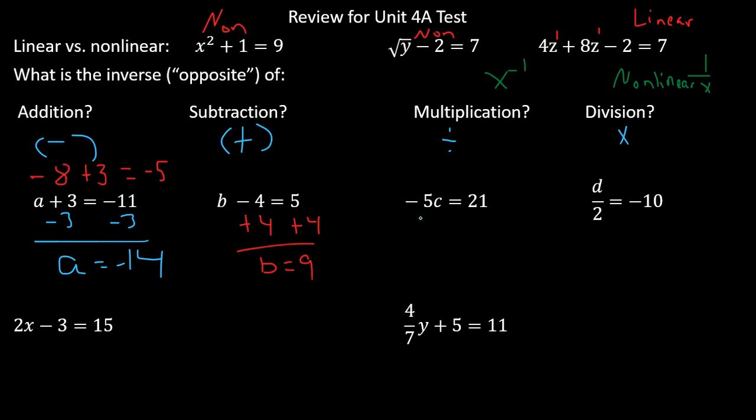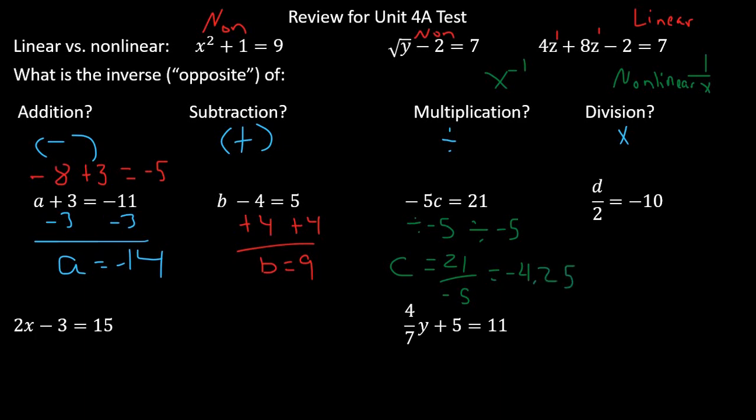Next one, negative 5c equals 21. This means negative 5 times c. Anytime you see a number next to a letter like this, it means multiplication. So we're going to do the opposite, which is division. We're going to divide both sides by negative 5. And that's going to give us c equals 21 over negative 5. And if we use our calculator, that's going to be negative 4.25. So either one of those answers should be acceptable.